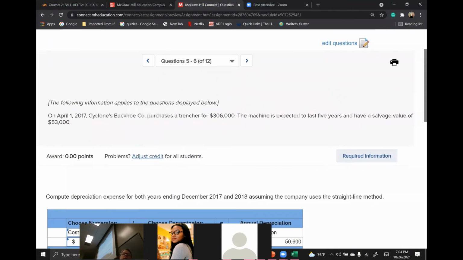On April 1st, Cyclone's Backhoe Company purchases a trencher for $306,000. The machine's expected to last 5 years, has a salvage value of $53,000. So compute the depreciation expense for both years, December 2017 and 2018, assuming the company uses straight line depreciation. So remember, you got to check the dates. So this one we didn't purchase on January 1, that first year. It's April 1st of 2017.